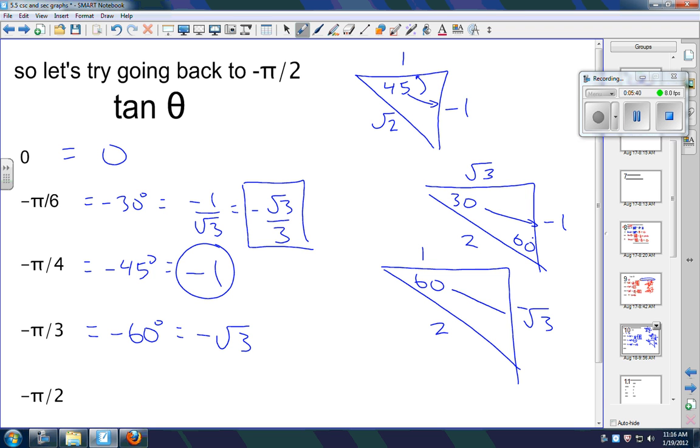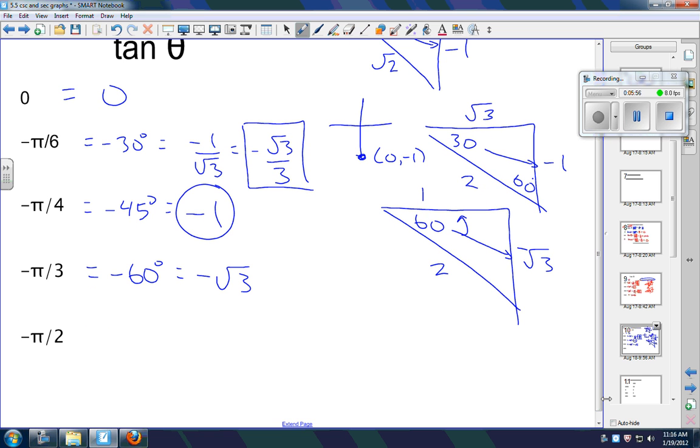So tangent is opposite over adjacent, and tangent of negative pi over 2. So let's come down here, 0, negative 1. So this becomes sine of negative 90 divided by cosine of negative 90. Okay, we take that value right there. Negative 1 over 0 is undefined. So now we actually have enough to see what this thing is going to look like.